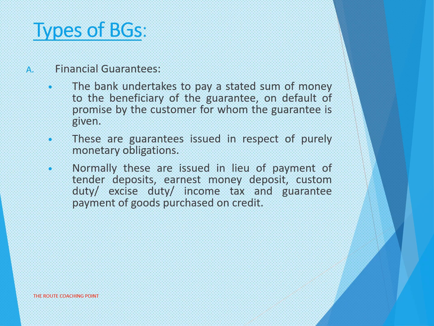Now, how many types of BG? There are two main types of BG, the financial guarantee and the performance guarantee, and there is another, the deferred guarantee. Okay, so fine, let's talk about the financial guarantee. The bank undertakes to pay a stated sum of money to the beneficiary of the guarantee on default of promise by the customer for whom the guarantee is given. Okay, these are guarantees issued in respect of purely monetary obligations. Correct? The guarantee is given for monetary obligation. Normally, these are issued in lieu of payment of tender deposit, earnest money deposit, customs duty, excise duty, income tax, and to guarantee payment of goods purchased on credit.